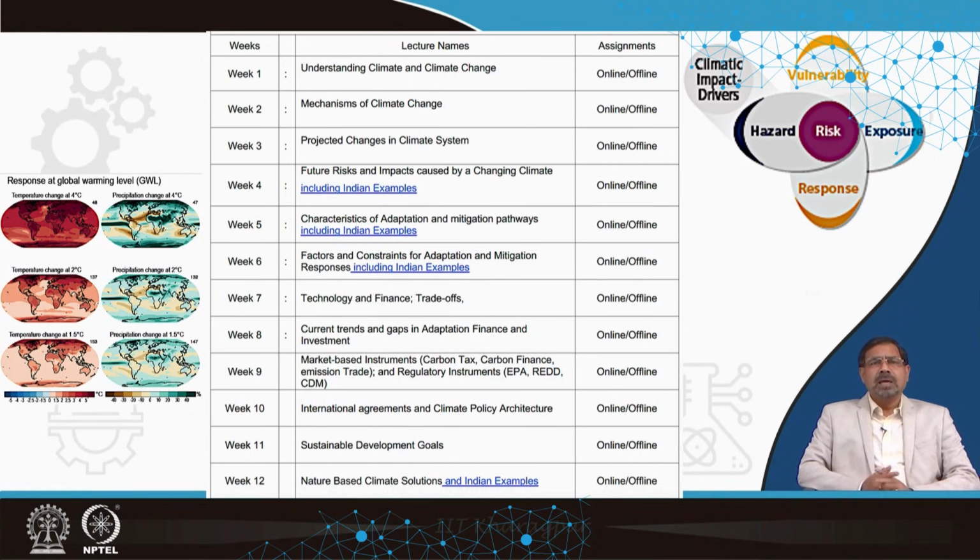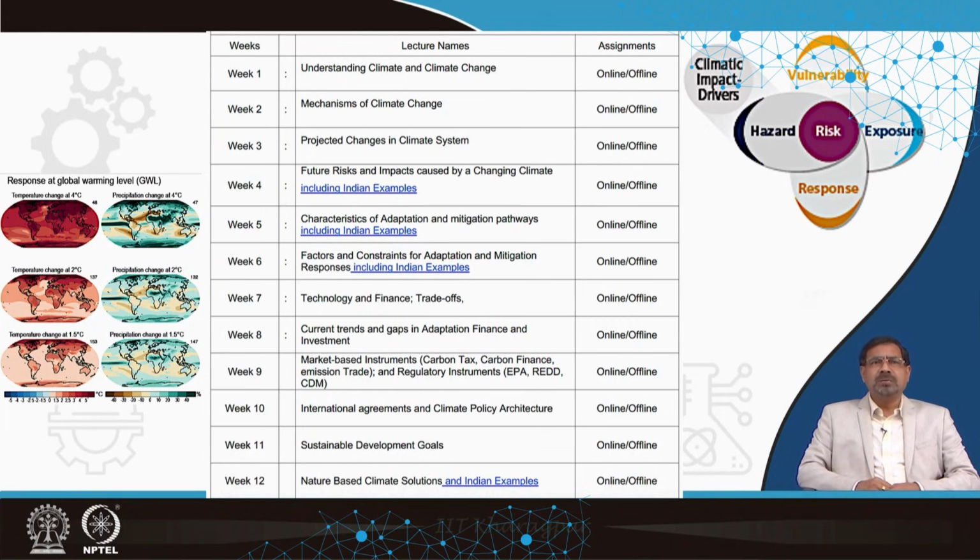Coming to the 8th week, we will talk about the current trends and gaps in adaptation finance and investment. So, what are the major gaps in terms of adapting, in terms of finance and investment? This is really important and very practical to understand where the risks are. So, once we understand the risks or the gaps, the trends and the gaps, we will try to attend to them or repair that kind of gap.